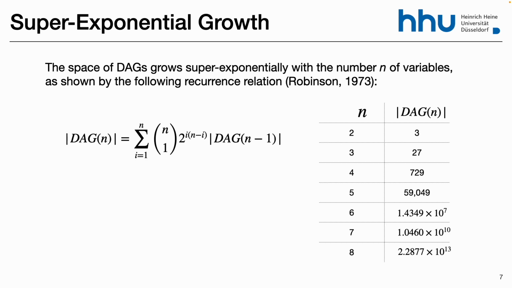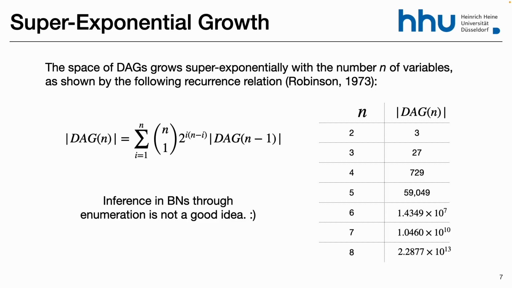Sorry. For n equal to 2, there are 3 different DAGs. For example, A to B, B to A, and the empty one. Then you would check whether all these 3 are part of the same equivalence class. This would be impossible to do. Even this recurrence relation written by Robinson explodes really fast.